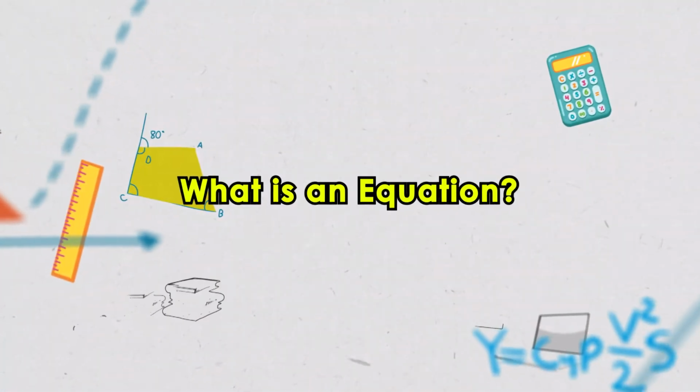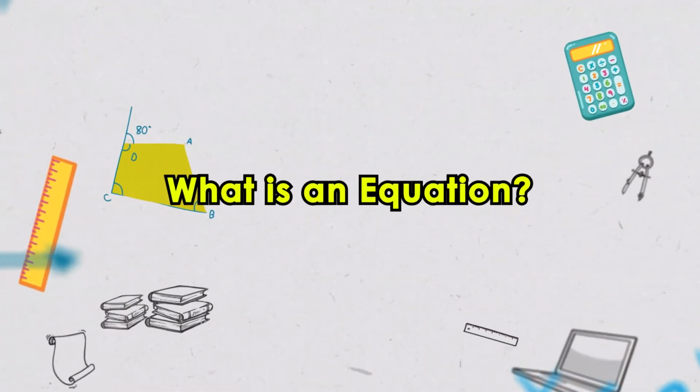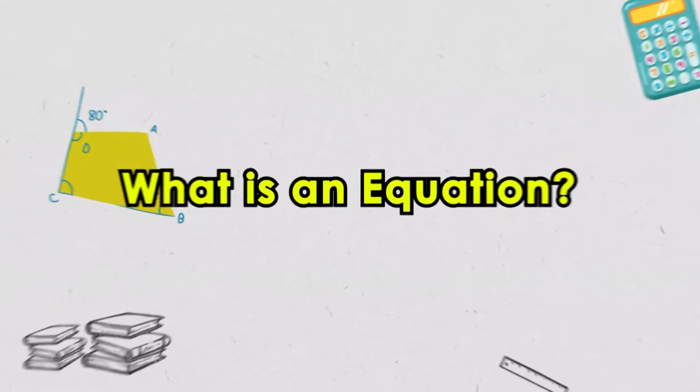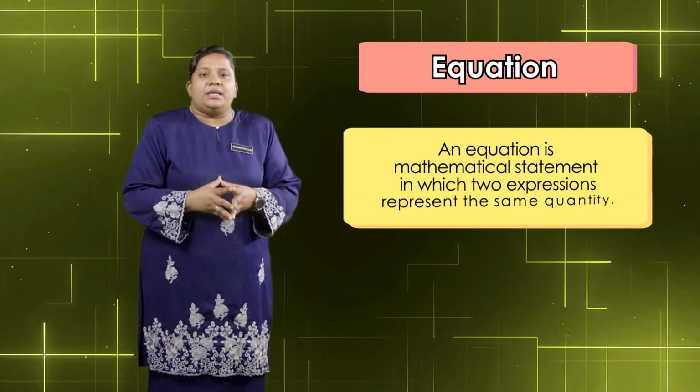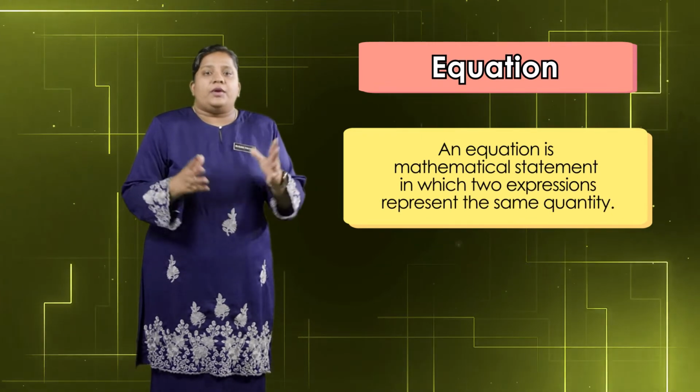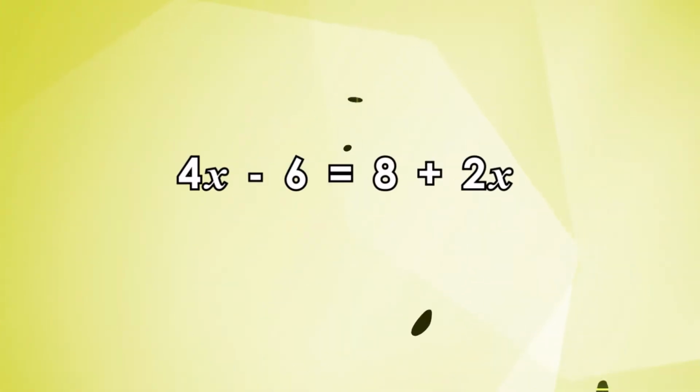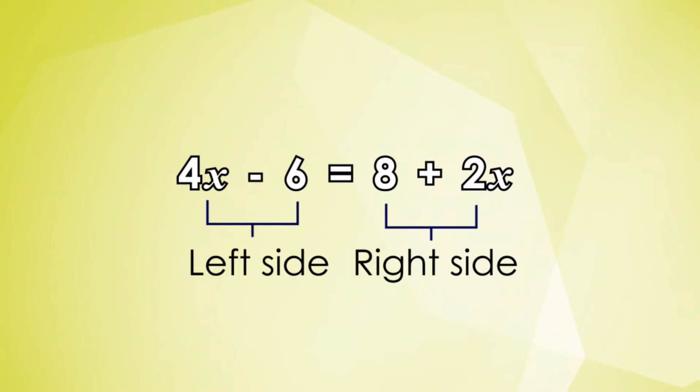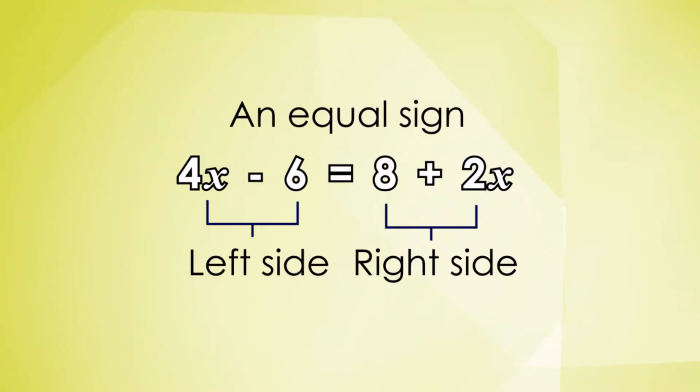To start, let's describe what we mean by an equation. An equation is a mathematical statement in which two expressions represent the same quantity. An equation has three parts: the left side, the right side, and an equal sign. The equation simply says that the expression on the left and the expression on the right represent the same quantity.